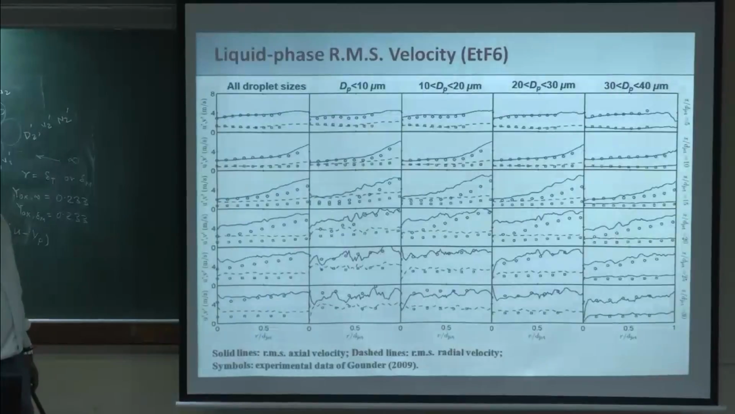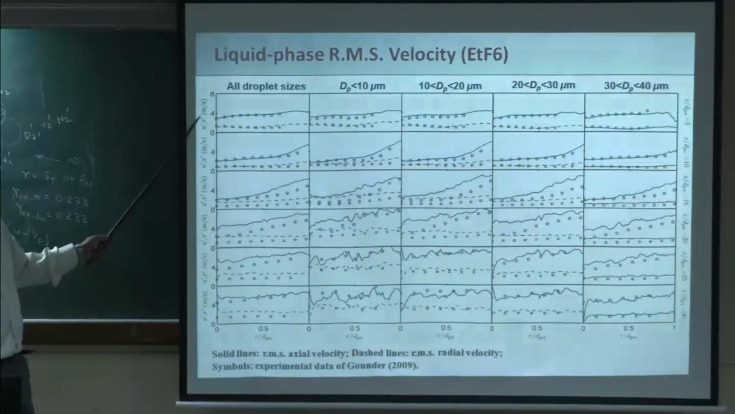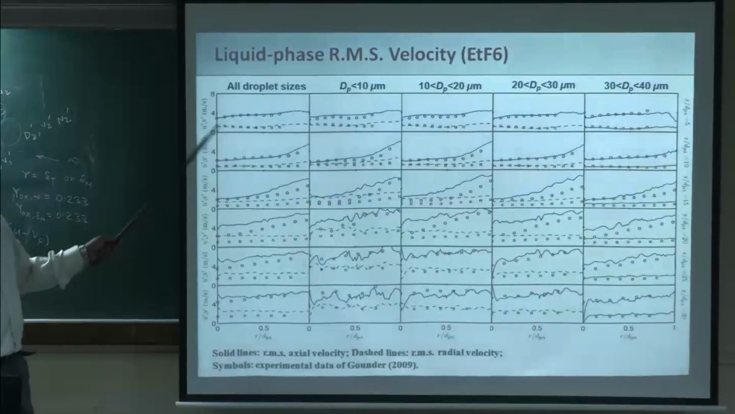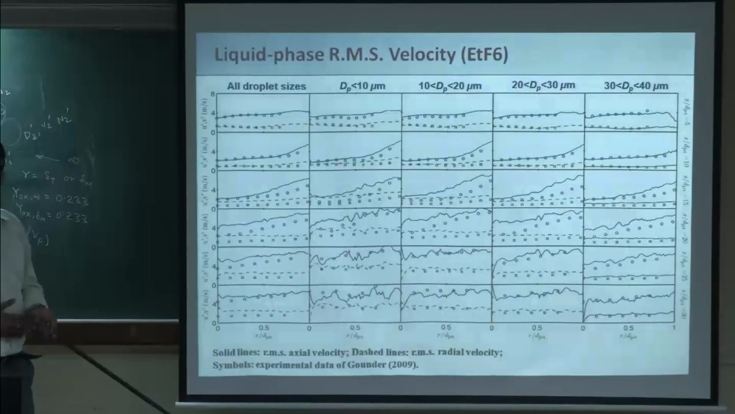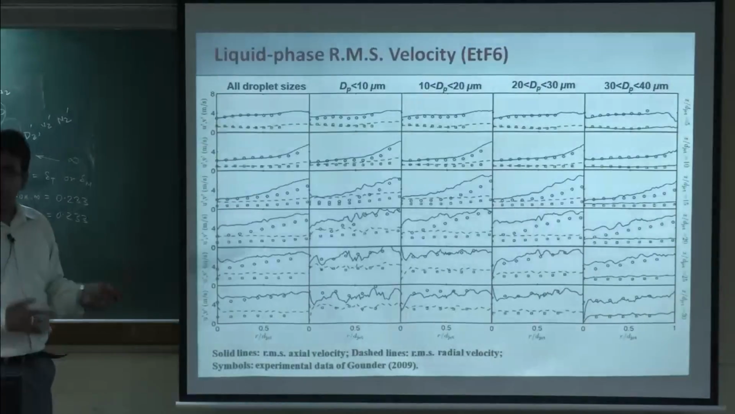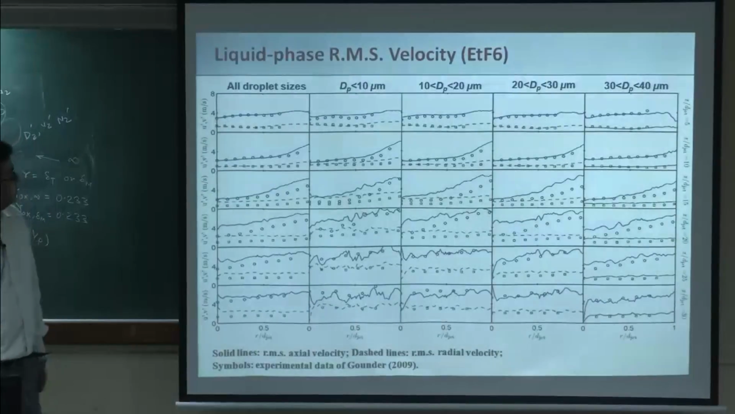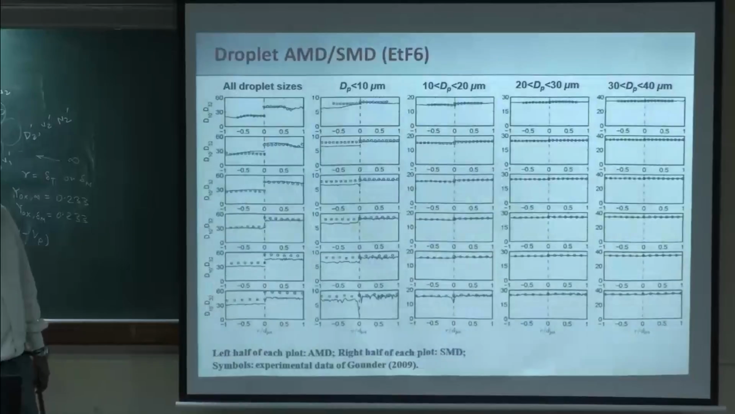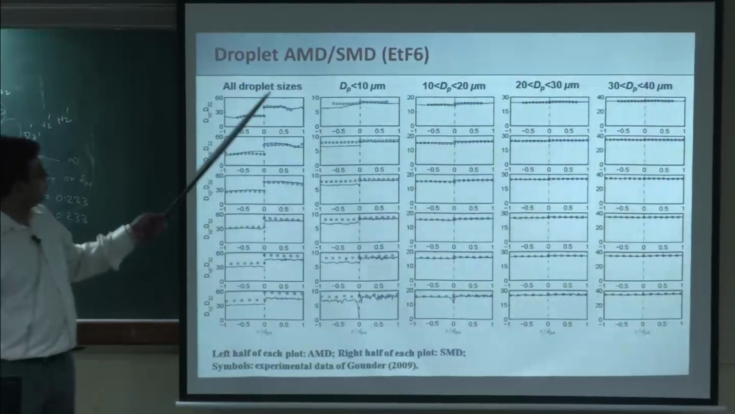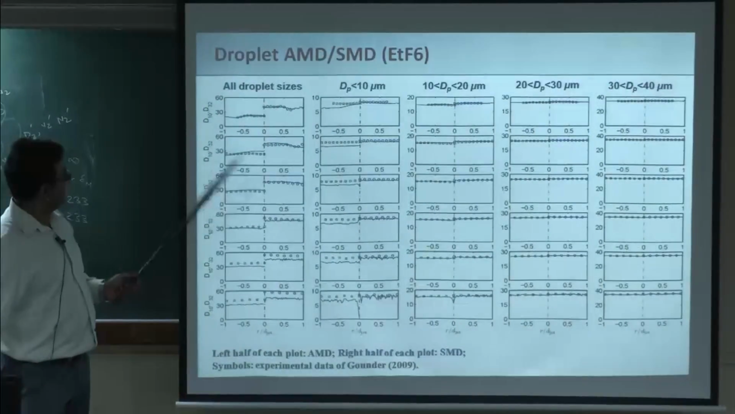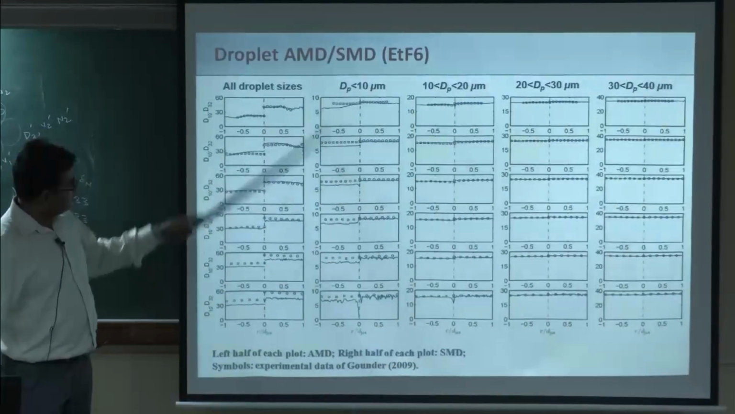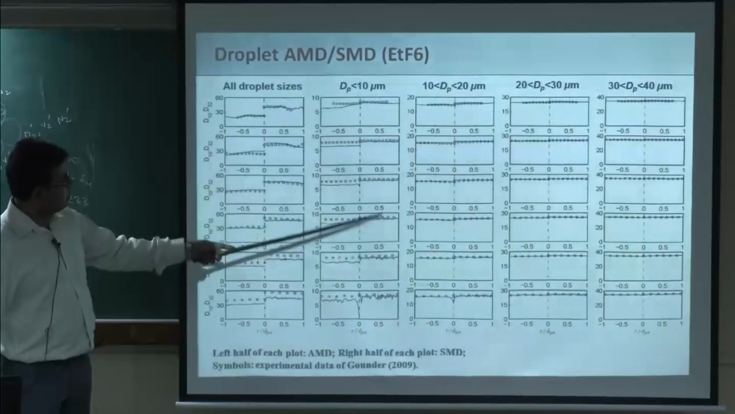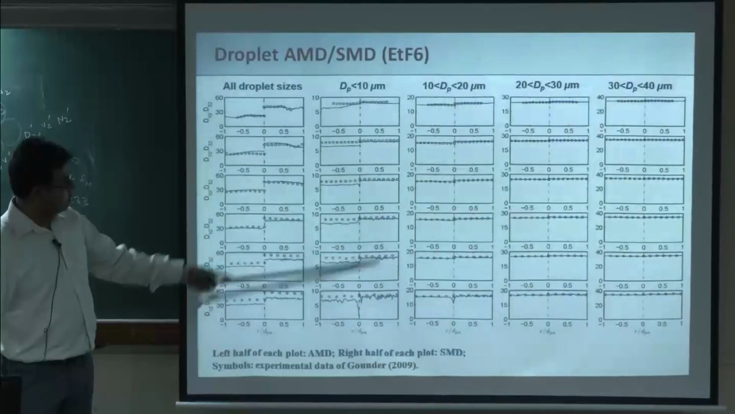So this is the RMS velocity, U prime and V prime, for the liquid droplet. I have collected the samples over a lot of time and then averaged them. These are the averaged results over some time interval. So it shows good agreement. Similarly, the droplet Sauter mean diameter and the mean diameter. The mean diameter is showing some deviations, but the Sauter mean diameter is very close to the experimental results.